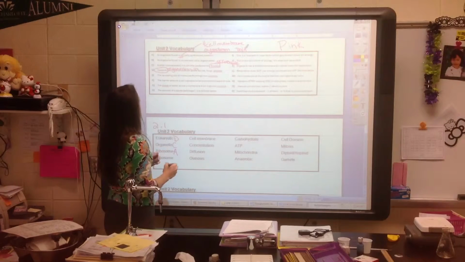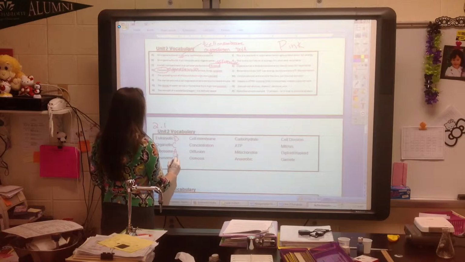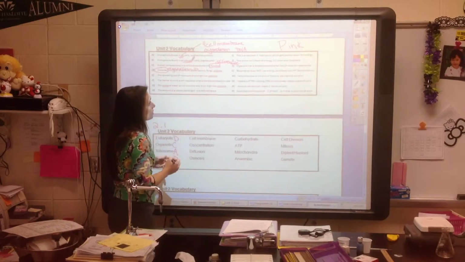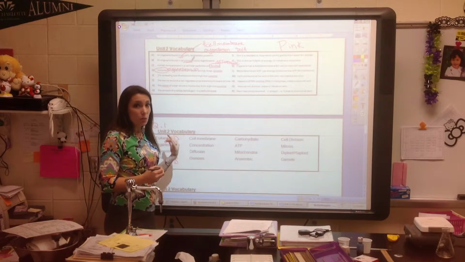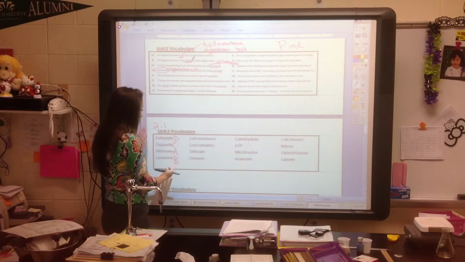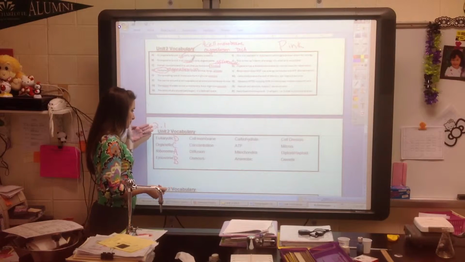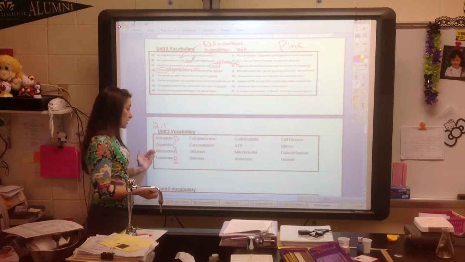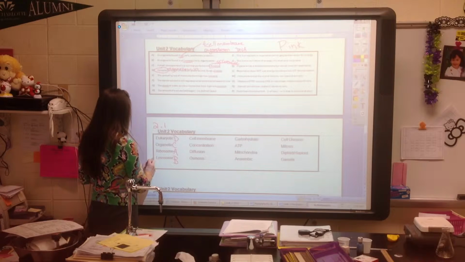And then the last word, lysosome, is going to go with B, an organelle found in complex cells. And it's going to digest parts. Now what you notice is that there are actually many more organelles in the cell than what are listed here. So what I'd like for you to do is add in an extra organelle.